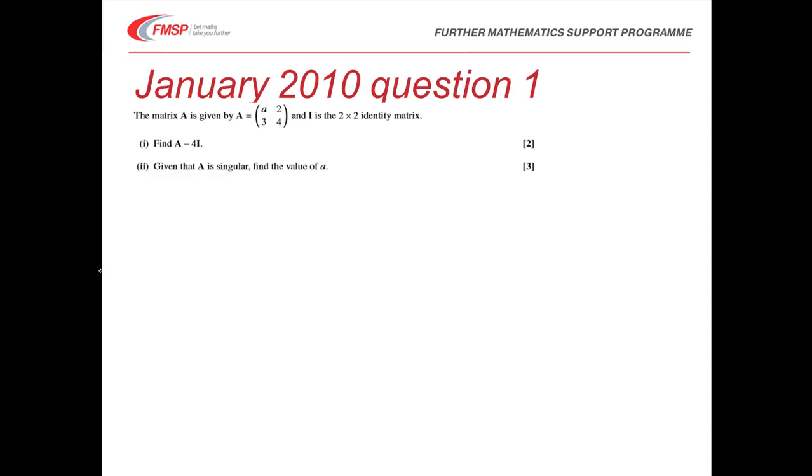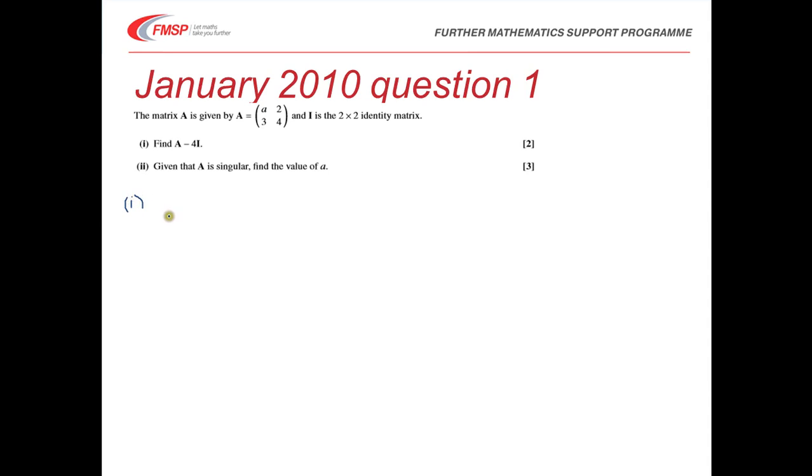So let's make a start. So the first question, it is number 1, so it's a short question from the beginning of the paper. We're given a matrix A and we're asked to find A minus 4i. And then in part 2, given that A is singular, then we've got to find the value of little a. So part 1 first of all.